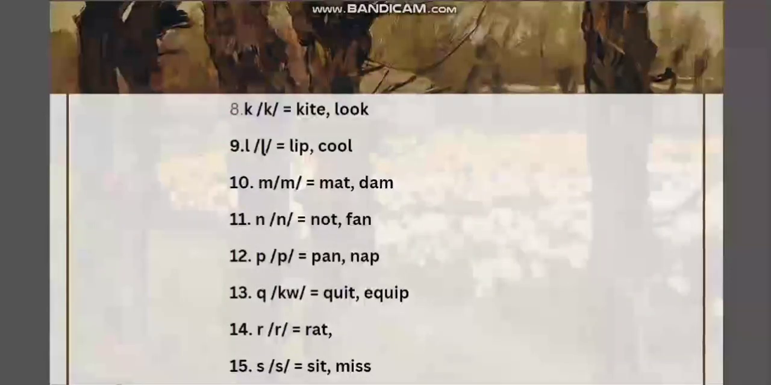Okay, so the next one here is K. That is for letter K. And then L sounds L, L, L. Now, if you notice for L, there are two versions.